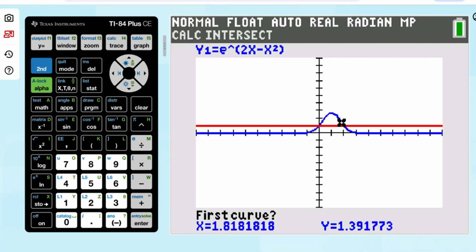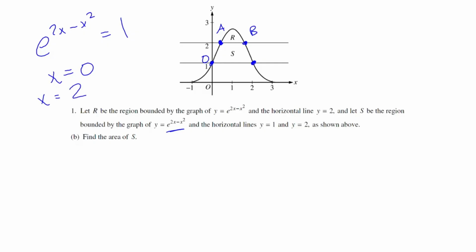And we'll go over close to that other intersection point, hit enter, go a little past it, hit enter, and hit enter a third time, and we get, oh, that intersection point there is 2. We probably could have seen that if we just thought about this, right? That e to the 4 minus 4 is e to the 0 also, which is just 1. So that intersection point is 2. Make sure you write this statement of how you're finding x equals 0 and x equals 2, because they like to see that.